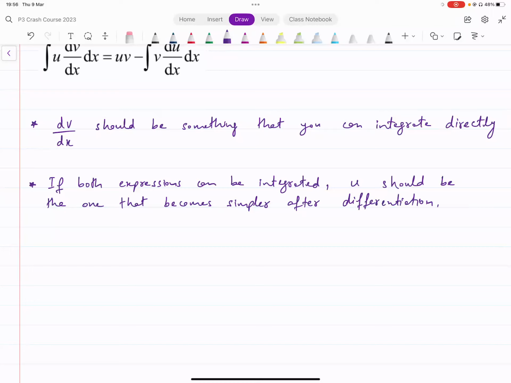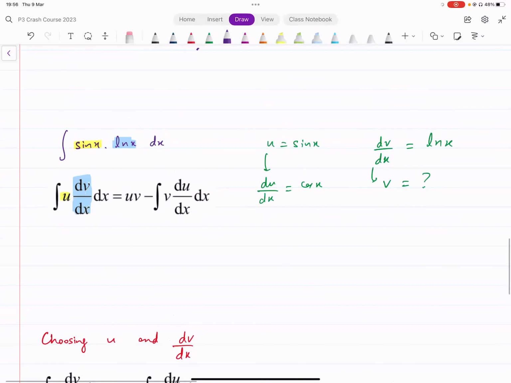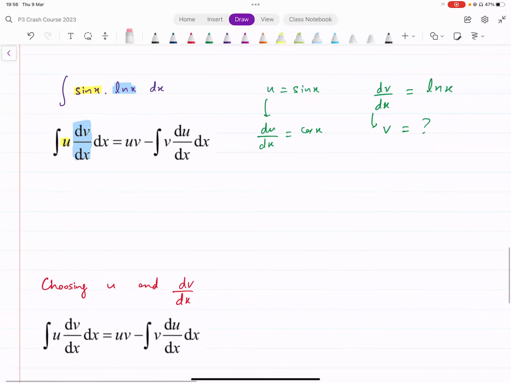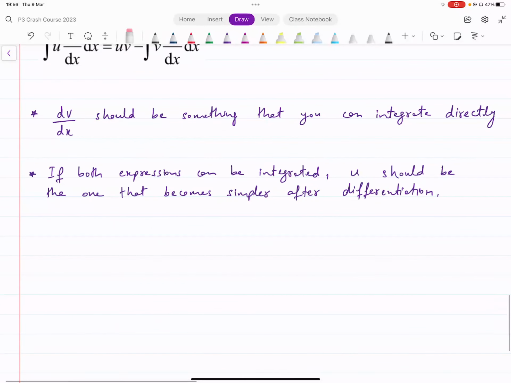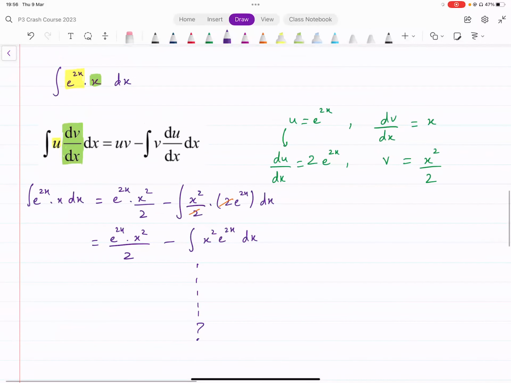Remember, u has to be differentiated to find du over dx, right? So u should be something that becomes simpler after differentiation. Why is that important? Because otherwise, since you have du over dx inside this integral, if it doesn't become simpler, your next integration is going to be even more complicated, which is what happened here to us.